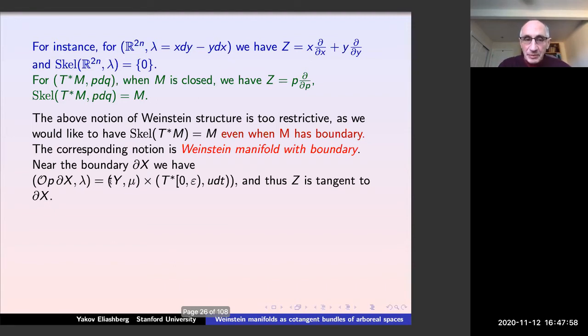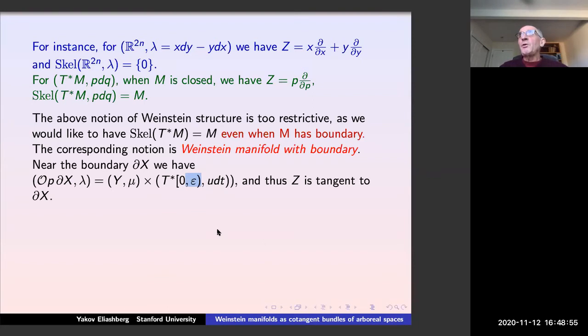And in general, when we take a Weinstein manifold with boundary, I require that near the boundary the structure looks like a Weinstein manifold of two dimensions less, times the cotangent bundle of an interval with the standard form u dt, where t is a parameter along the interval. Notice that for this type of form the corresponding vector field has a component that is the Liouville vector field on the Y component, plus u d/du. So in particular it is tangent to the boundary. And if you take the attractor for this one, you just get back our manifold.